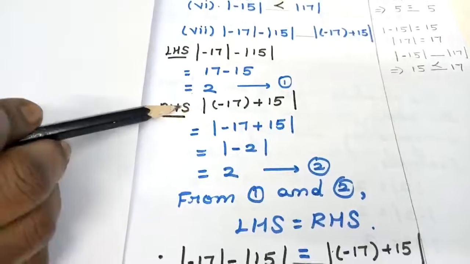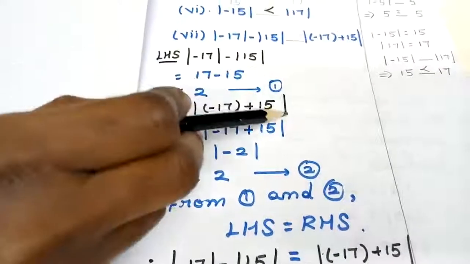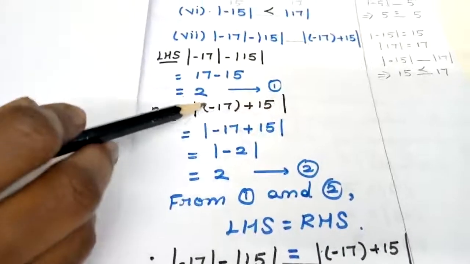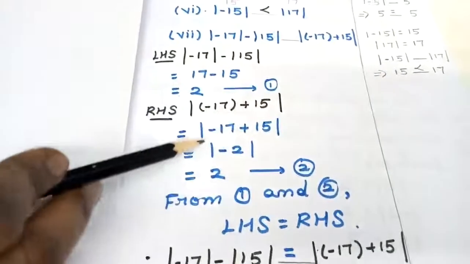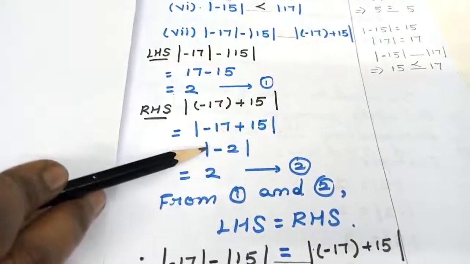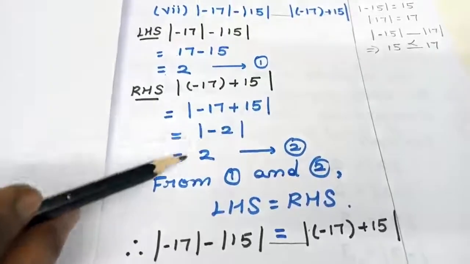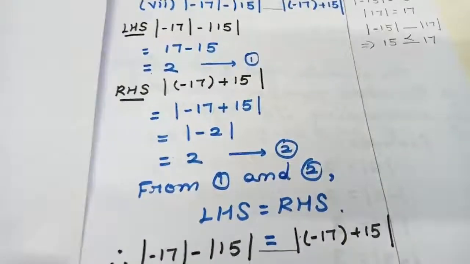Similarly, if you see the right hand side, absolute value of, inside you must solve the problem, then only you have to remove the absolute symbol. That absolute of minus 2 is 2. Both are equal. So the last one is equal.